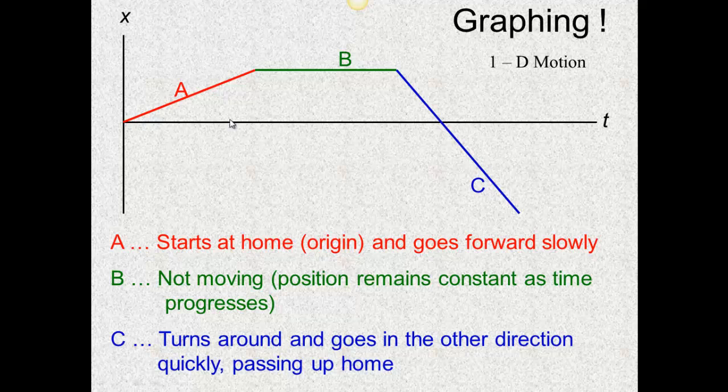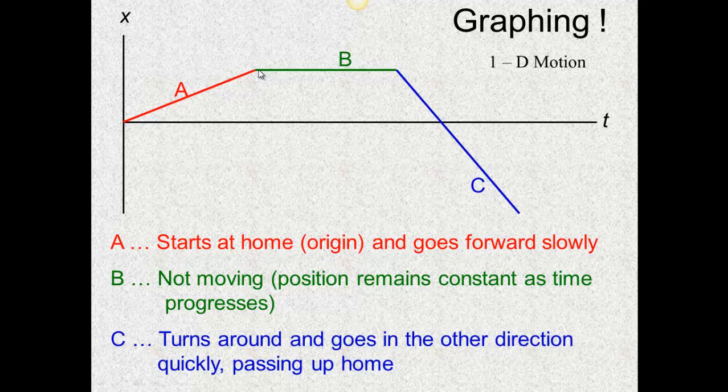So this is a position versus time graph because it's got x on the y-axis and t for time on the x-axis. Because this is going in a straight line, this represents starting at your home base or the origin and then moving forward slowly at a constant rate of change. In other words, your velocity is constant there.